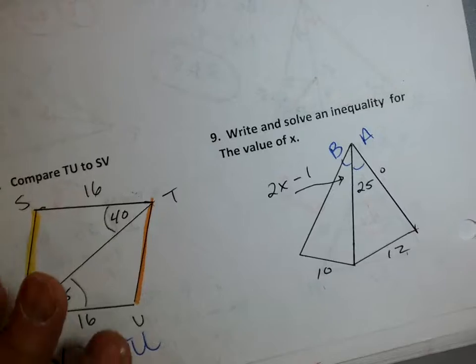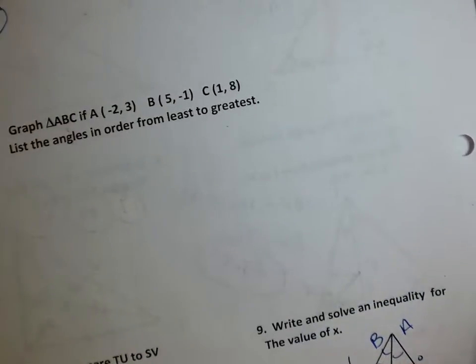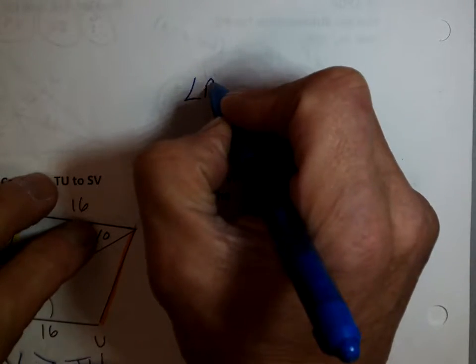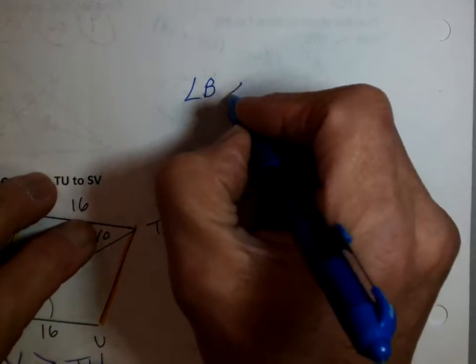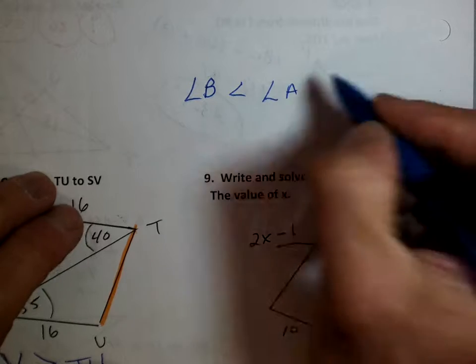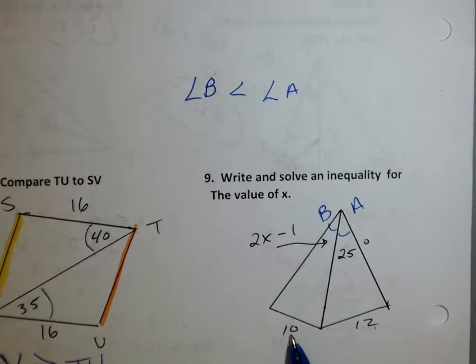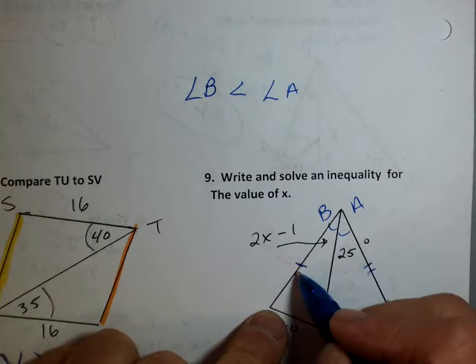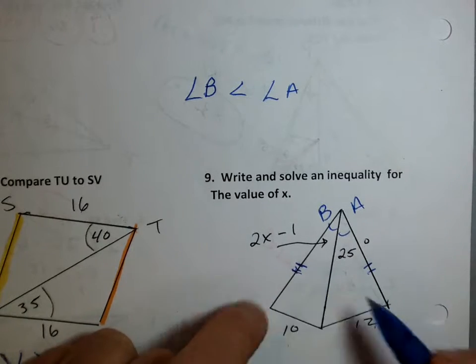So I can see right off the bat that angle B is less than angle A. I'm sure of that because this side is smaller than this side, so these two have to be like that. And by the way, this side is equal to this side. I forgot to tell you that, but that's true. Okay, so here's what we got.